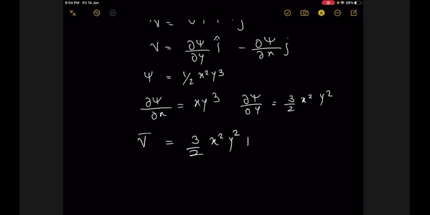So the velocity vector is 3 by 2 x square y square i cap minus x y cube j cap. This is the solution.